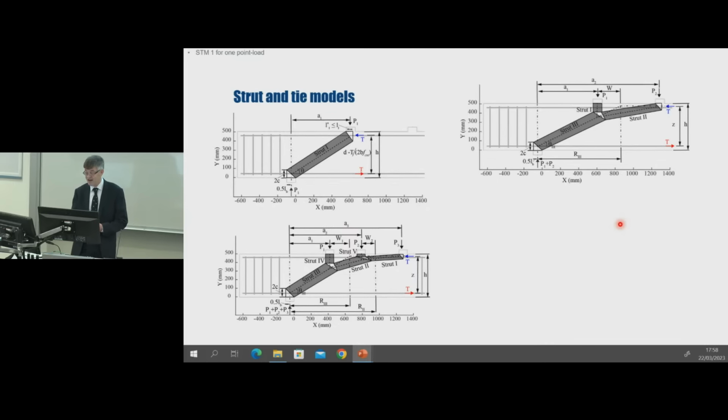It is possible to develop design models to estimate the shear resistance of short shear span beams based on the crack kinematics. That's something we've looked at, but here I'm looking at the alternative approach of strut and tie models. So here we represent the force transfer through the beam using a series of struts and ties. And the figure shows that the geometry of the strut and tie model is dependent on the loading arrangement.